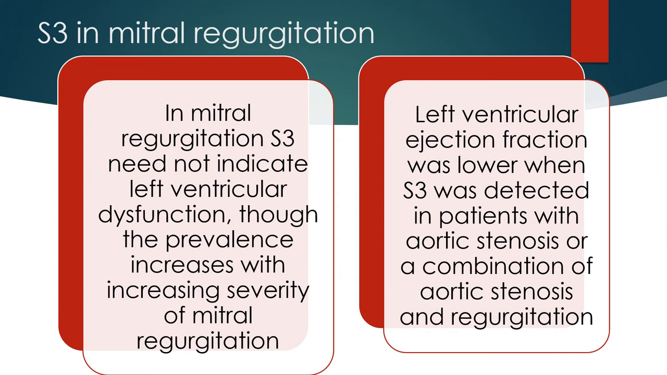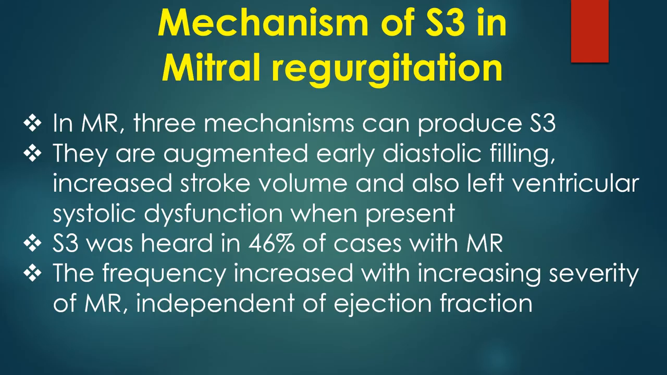In mitral regurgitation, S3 need not indicate left ventricular dysfunction, though the prevalence increases with increasing severity of mitral regurgitation. Left ventricular ejection fraction was lower when S3 was detected in patients with aortic stenosis or a combination of aortic stenosis and regurgitation. In MR, three mechanisms can produce S3. They are augmented early diastolic filling, increased stroke volume, and also left ventricular systolic dysfunction when present.